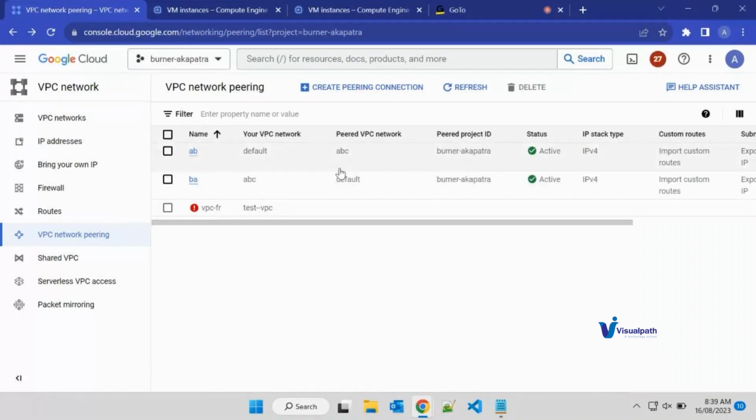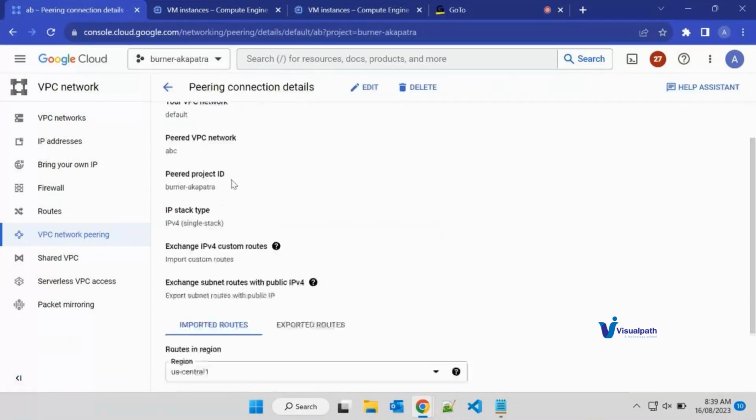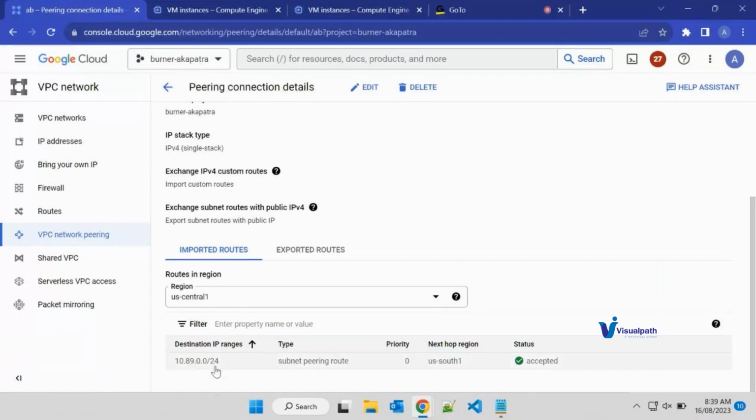Okay, so my VPC peering is now established. If I go into one, it's very self-explanatory. It's default to ABC and ABC to default, right? What advantage you get is you can see the imported routes. This is the CIDR that was in my ABC VPC. Keep that aside, just see the CIDR ranges got exported, right?